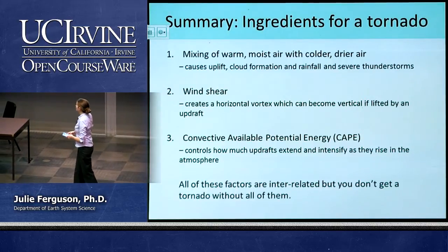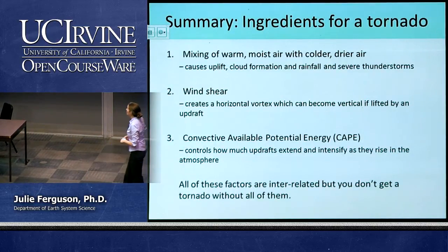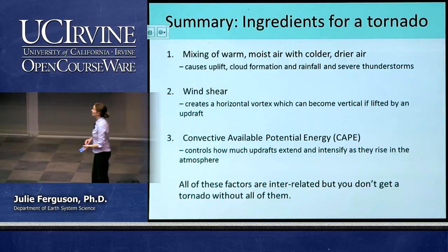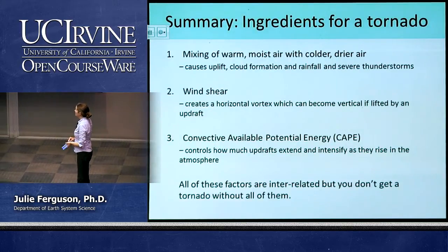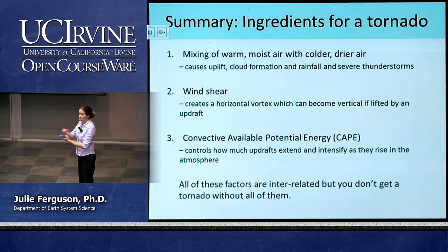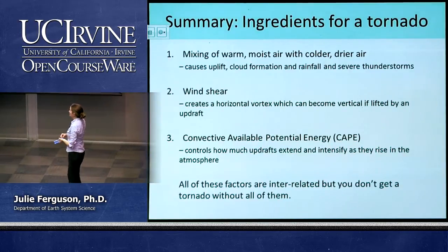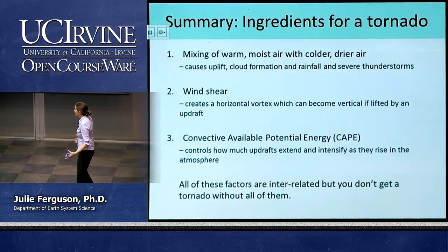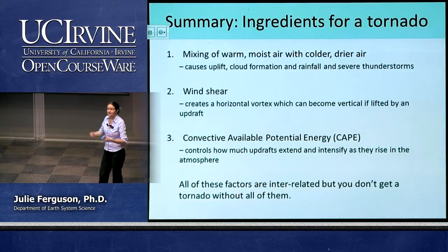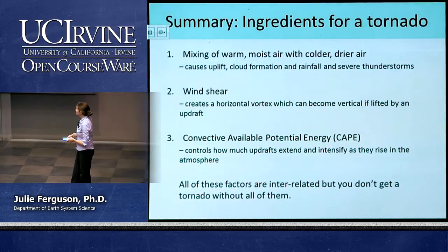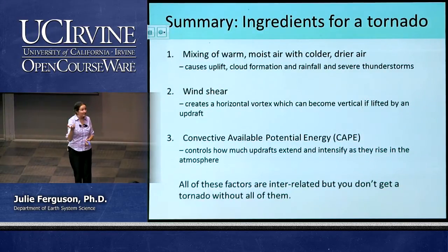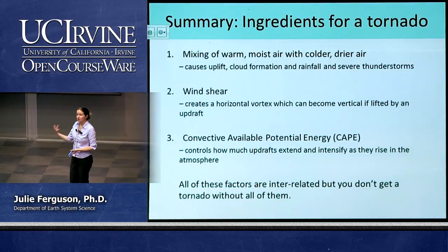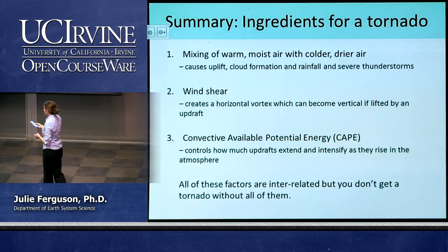So if we have all of these things, we have that mixing of warm, moist air. It causes uplift and cloud formation where they meet. We need that wind shear, creates a horizontal vortex, just like we saw in that video, and it can become lifted. And then we also want this sort of a large amount of instability. We want air to be unstable because that helps us create these updrafts that can extend and intensify. And so all of these are somewhat interrelated, but without all of these, you don't get tornadoes forming.